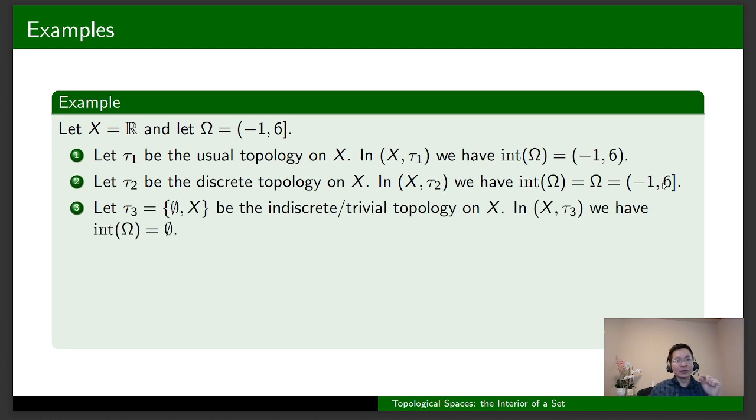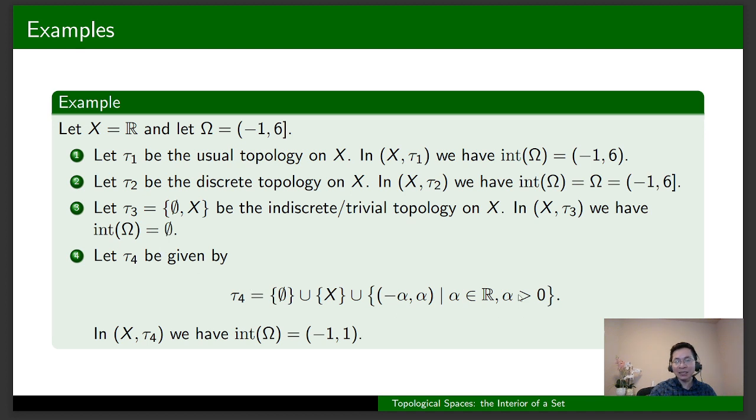Let's look at tau 3. Tau 3 is the trivial topology or the indiscrete topology on X. Then, the only open set that is contained in omega is the empty set. Therefore, the interior of omega is the empty set. Finally, let tau 4 be this collection of subsets of R. It consists of the empty set, the whole space R, and all symmetric open intervals of this form. We can verify that tau 4 is a topological space. In X with tau 4, the largest open set that is contained in omega is the open interval from -1 to 1. This is the largest symmetric open interval that is contained in this set. Therefore, the interior of omega is this open interval.